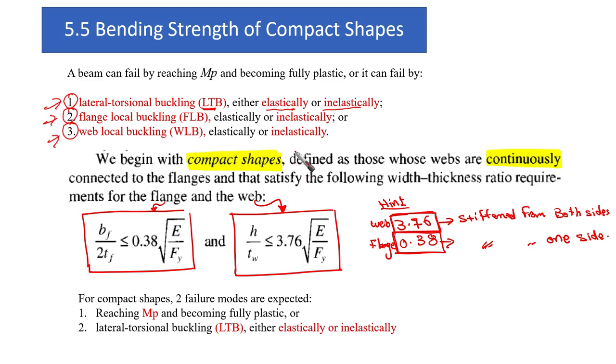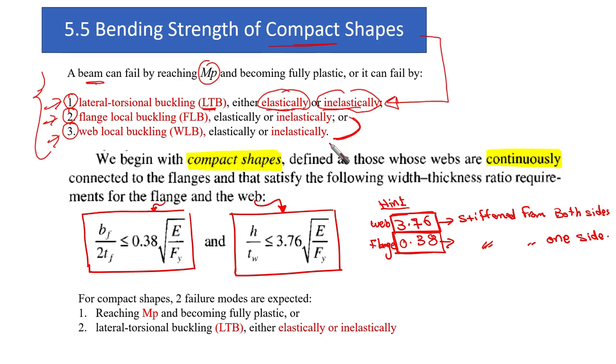Okay, so we are talking about the compact shapes. Now we are talking about the beam in general. The beam in general can fall into this category. This is the general failure mode, all failure modes. If we talk about a compact section, then we are expecting to reach MP or lateral torsional buckling, either elastically or inelastically. I'm going to talk about these two later.